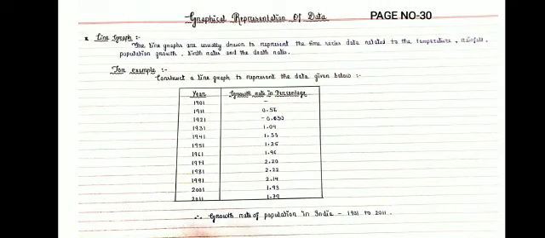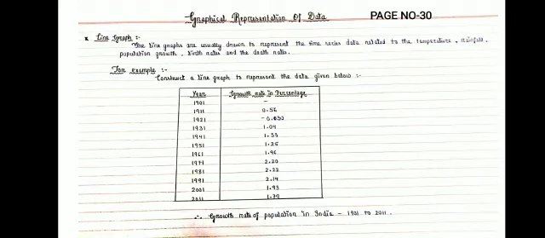From today onwards, I am going to start chapter number 3 from your geography practical, and the chapter name is graphical representation of data. At first, we have to write down the detailed description about what is the meaning of graphical representation of data, and the first topic from this chapter is line graph.